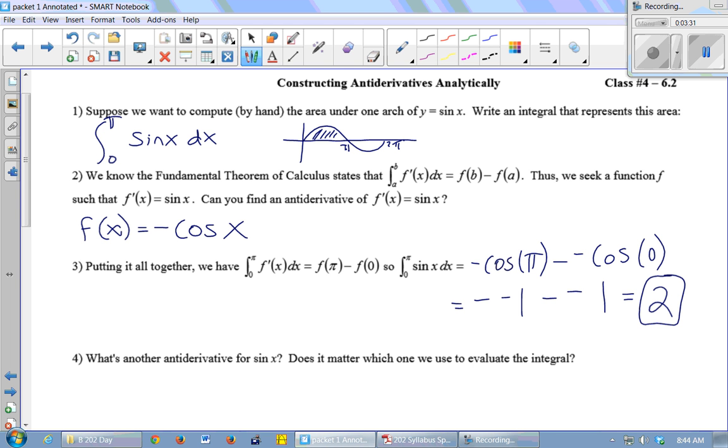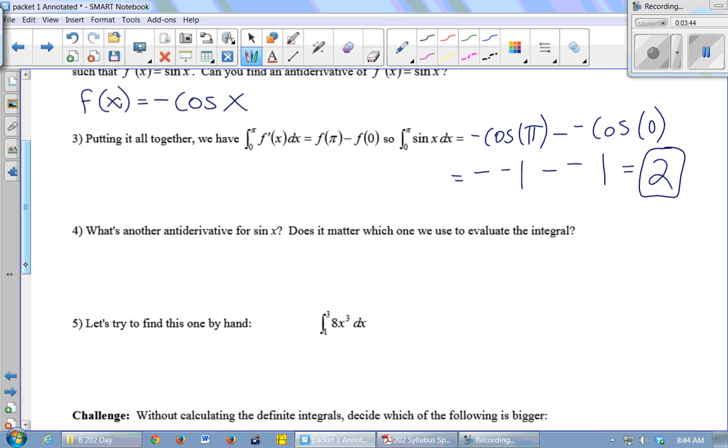Okay. What's another antiderivative for sine? This is sort of the easiest antiderivative. What would another one be? Plus something. Yeah, you can always throw on a constant and you'll still have another antiderivative, because the derivative of the constant term is always going to be 0. So I could have another antiderivative, we'll call it f1, which could be negative cosine x plus 3.